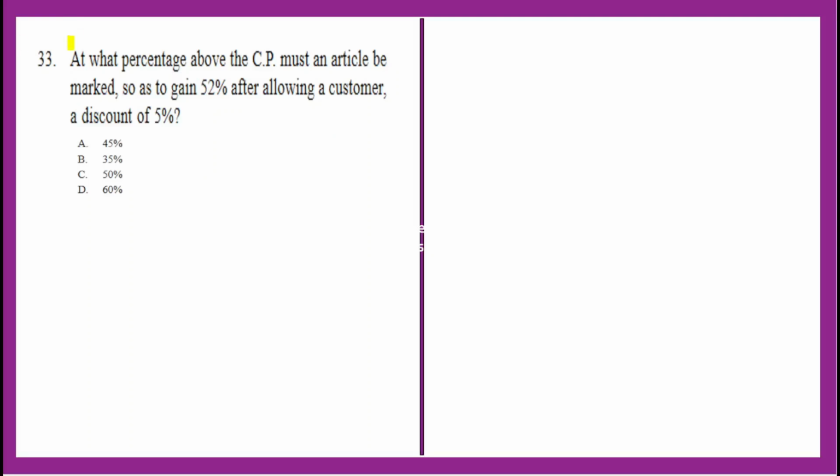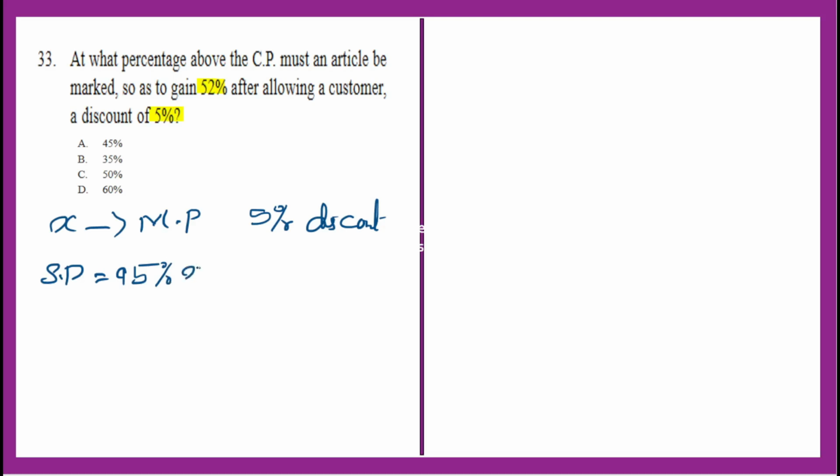Now this one is also from comparing quantities. At what percentage above the CP must an article be marked so as to gain 52% after allowing a customer a discount of 5%? Now let X be the marked price of the article. Now 5% discount implies sale price equals 95% of marked price. It's 95% of X. That's 95 by 100 times X. That equals 19 by 20X.